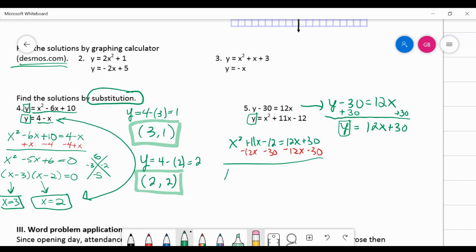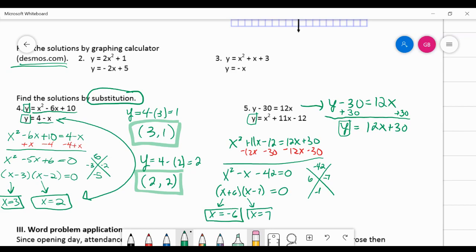So now I'm left with x squared minus x minus 42 is equal to 0. Now, numbers that multiply to negative 42 and add up to negative 1. It's going to be 6 and 7, but the 7 is going to be negative. So now my factors are x plus 6 and x minus 7 is equal to 0. The negative 6 is going to make this 0, and the 7 is going to make this 0.